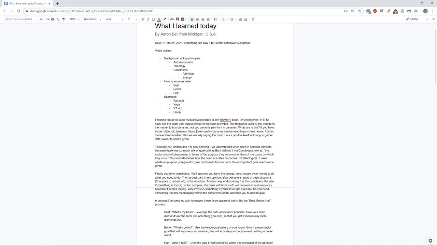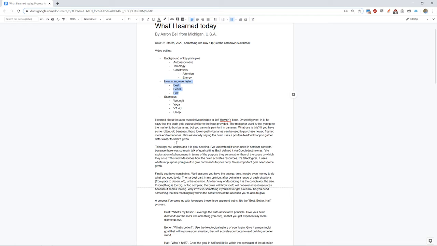So, I learned about the auto-associative principle in Jeff Hawkins' book on intelligence. And he says that the brain targets output similar to the input provided. The metaphor he used is that you go into the market to buy bananas. You can only pay for it in bananas. What use is this? If you have some rotten old bananas, these lower quality bananas can be used to purchase newer, fresher, more edible bananas. He's essentially saying the brain uses a positive feedback loop to gather data similar to what's given. I use this in my process.